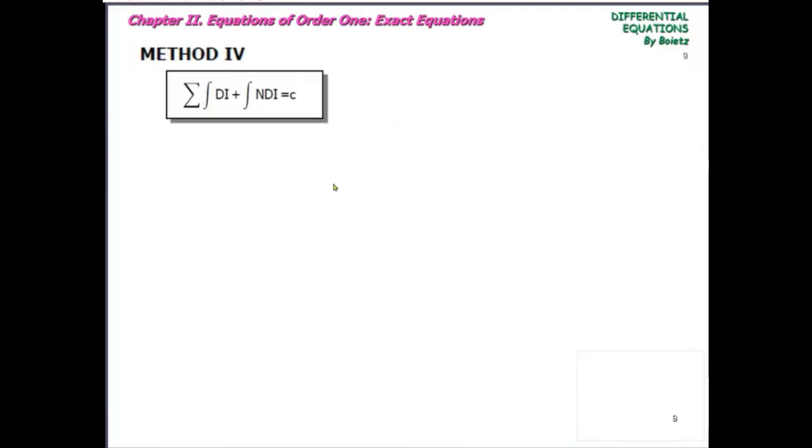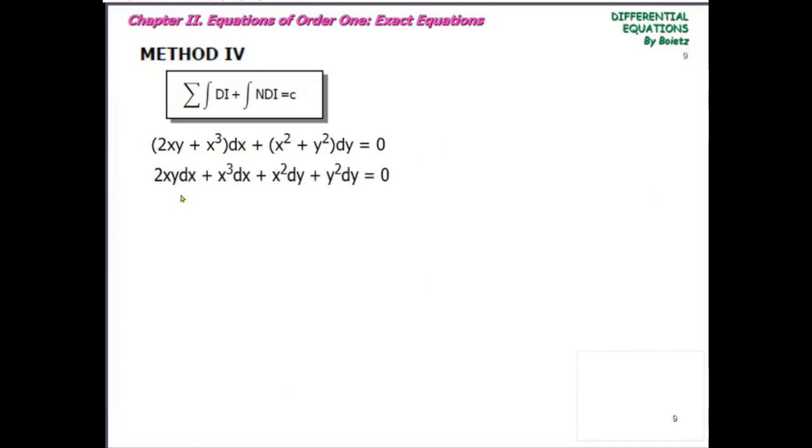Then, yung method 4 naman, direct integrable, summation of direct integrable, then plus, choose mo lang yung isa doon sa non-direct integrable. It's either from n or from m. Okay. So here, ang gagawin mo, i-distribute mo ito doon. Pag distribute mo yan, this will become 2y dx, then x cubed dx. Then ito, x squared dy, y squared dy is equal to 0.